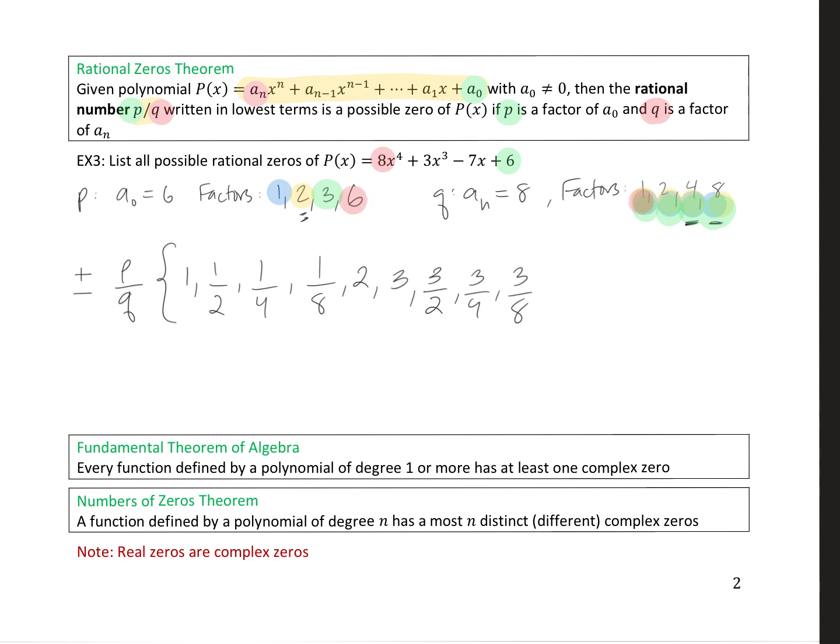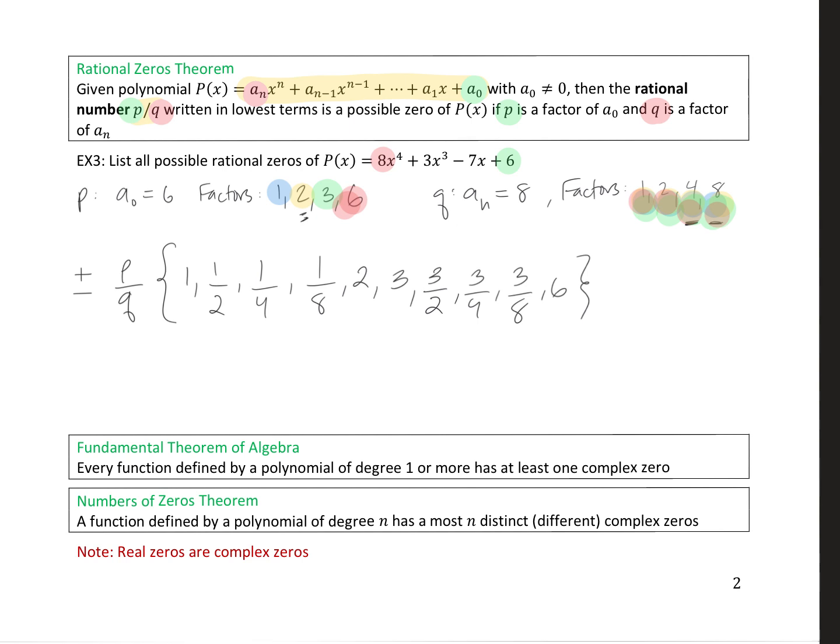6 divided by 1 is 6, which we don't have yet. And then 6 divided by 2 is 3, which we already have. 6 divided by 4 is going to be 3 over 2, which again we already have. And then 6 divided by 8 is going to be the 3 over 4, which again we already have. So these are all the possible zeros.